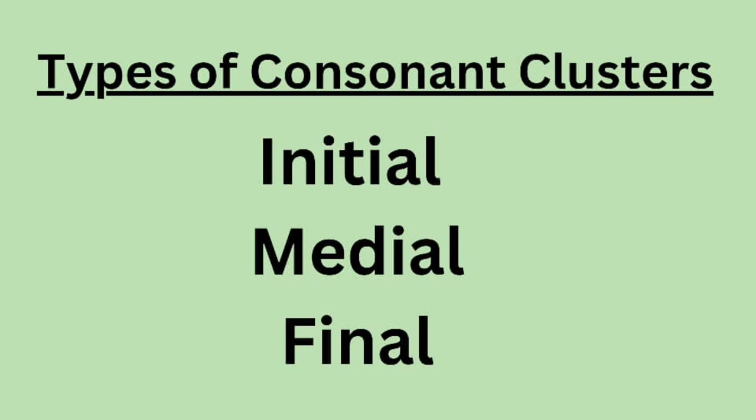For example, we have two consonants clustering in the word window. N and D are the letters that cluster in that word. Then we have a word like simple, where M and P are the clusters in that word. So words like window and simple are words that have two medial consonants clustered in them.